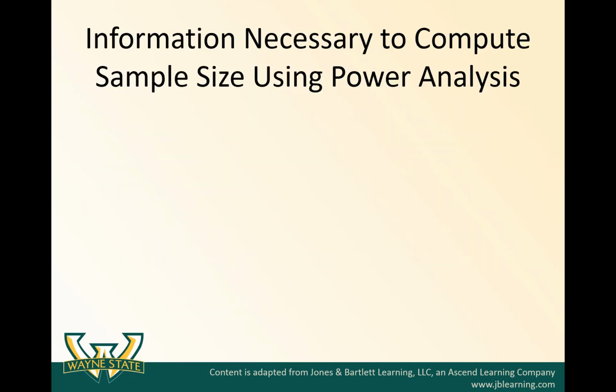There are 6 pieces of information that are outlined in Chapter 13 that are necessary in order to compute sample size using a power analysis. The first of which is knowledge of how the primary endpoint is measured. So measurement of the primary outcome of the study drives the selection of the statistical method used to analyze the data, which is necessary to know when conducting a power analysis.